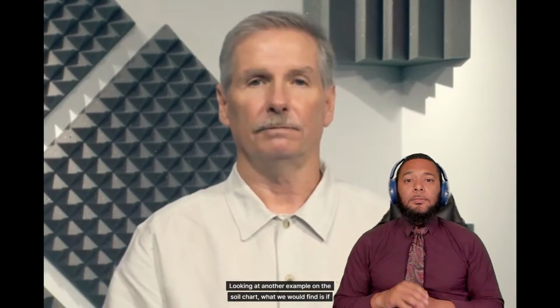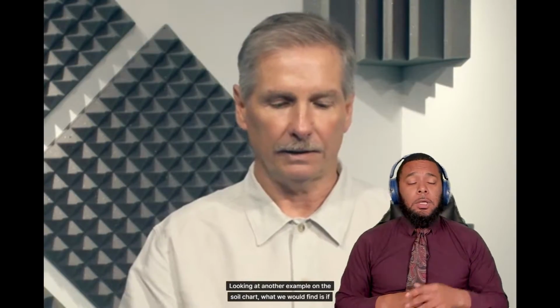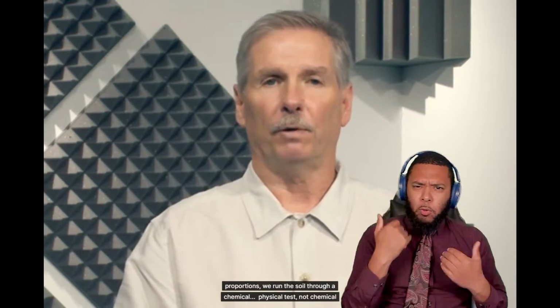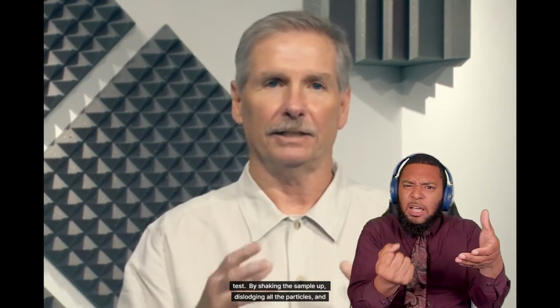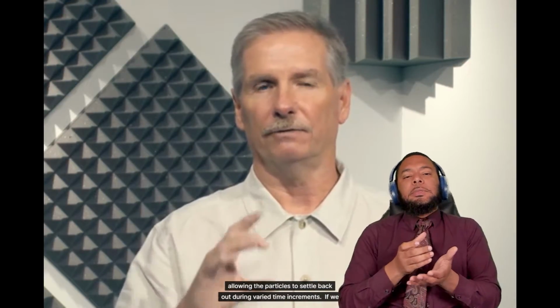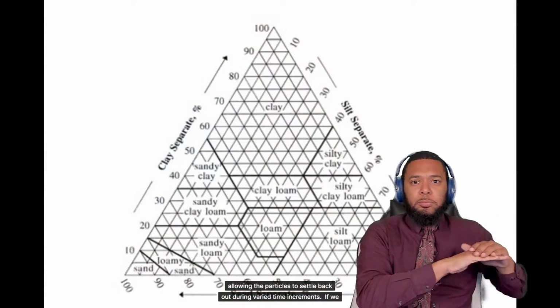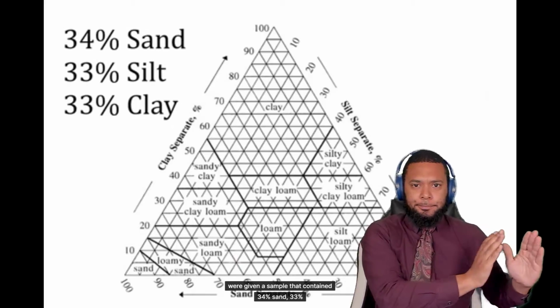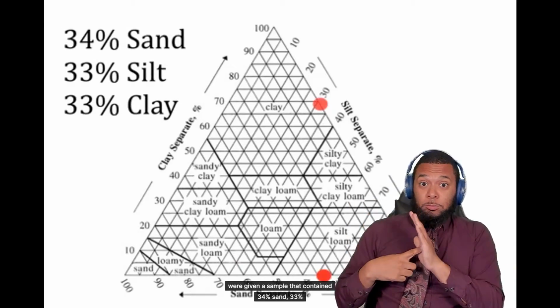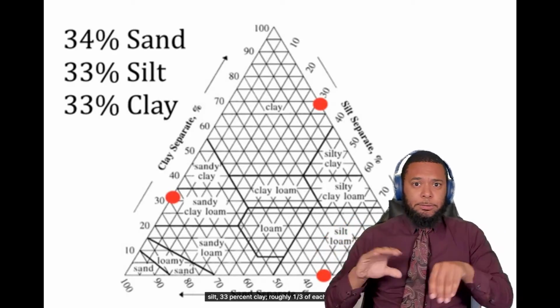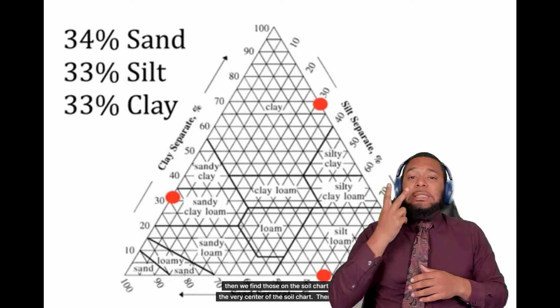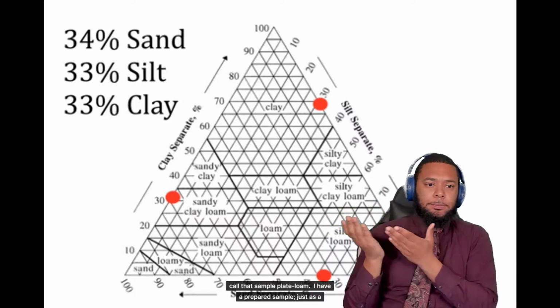And looking at another example on our soil chart, what we would find is if someone gave you equal proportions of sand, silt, and clay. To determine the proportions, we run the soil through a physical test, not a chemical test, by shaking the sample up and dislodging all the particles and allowing the particles to settle back out during varied time increments. If we were given a sample that contained 34% sand, 33% silt, 33% clay, roughly 1/3 of each of those, then we would find those on the soil chart in the very center of the soil chart, and we would call that sample clay loam.